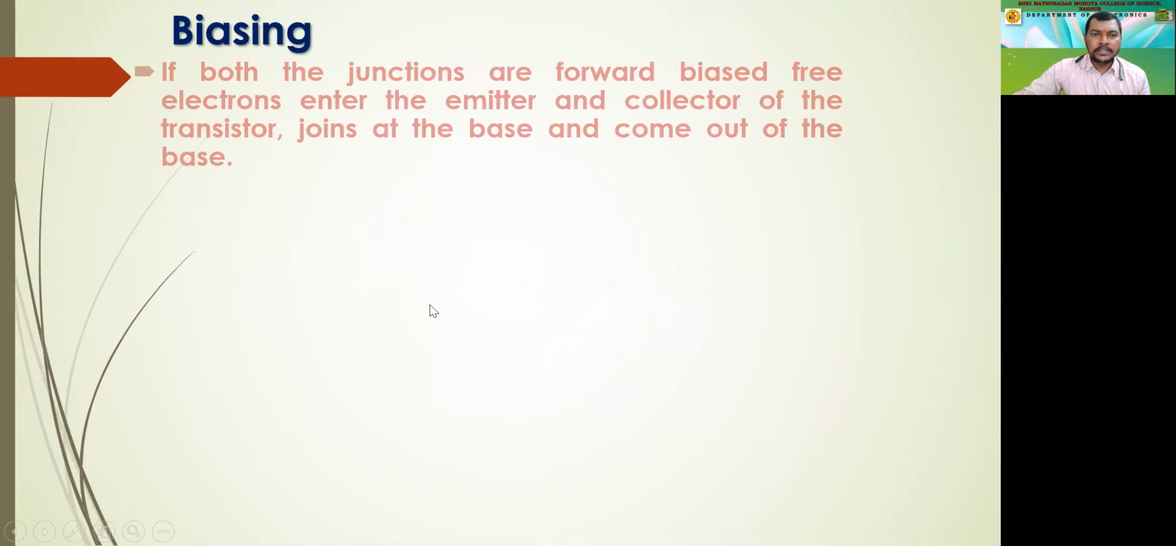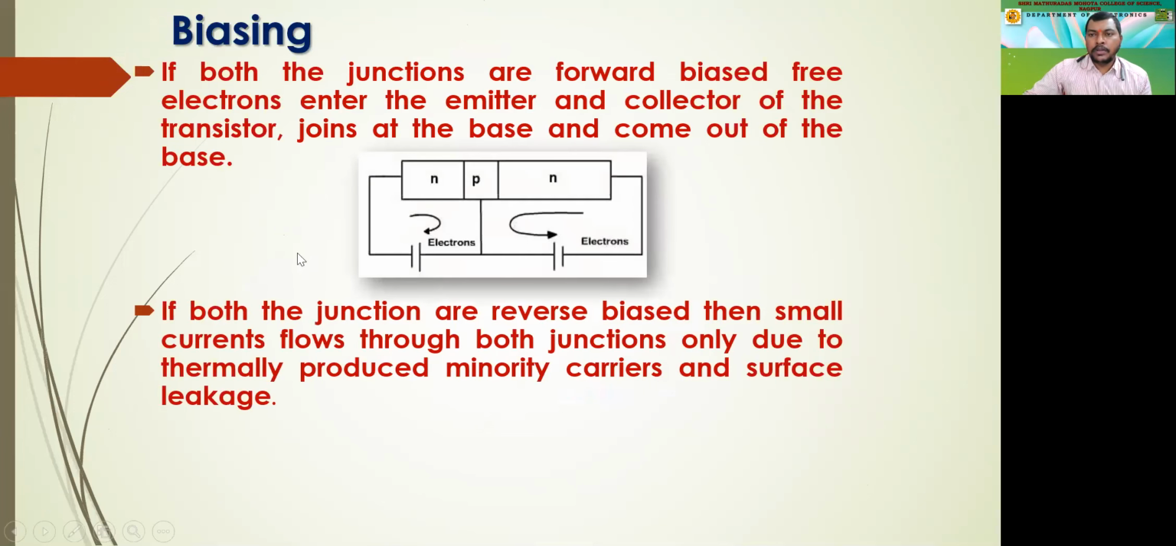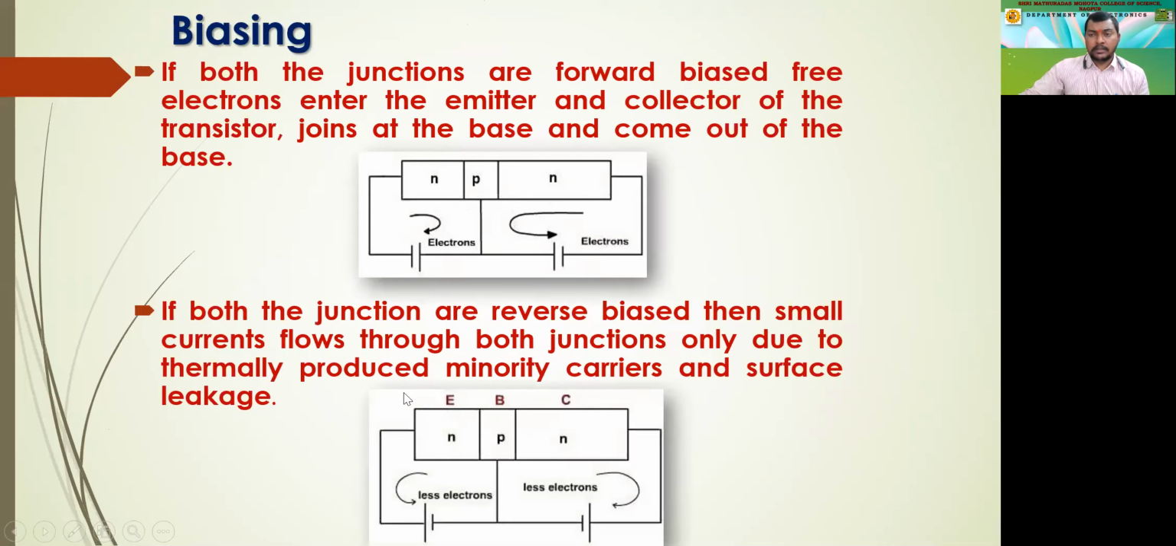Then comes the biasing. If you bias a transistor such that both the junctions are forward biased, then what happens? The current will flow, the electrons will flow, and they come out of the base, right? Which will not make sense. So we can't connect them in forward bias. If you connect both of them in reverse bias, then very little leakage current will flow, due to minority charge carriers, and again we won't be able to get the maximum output out of it.